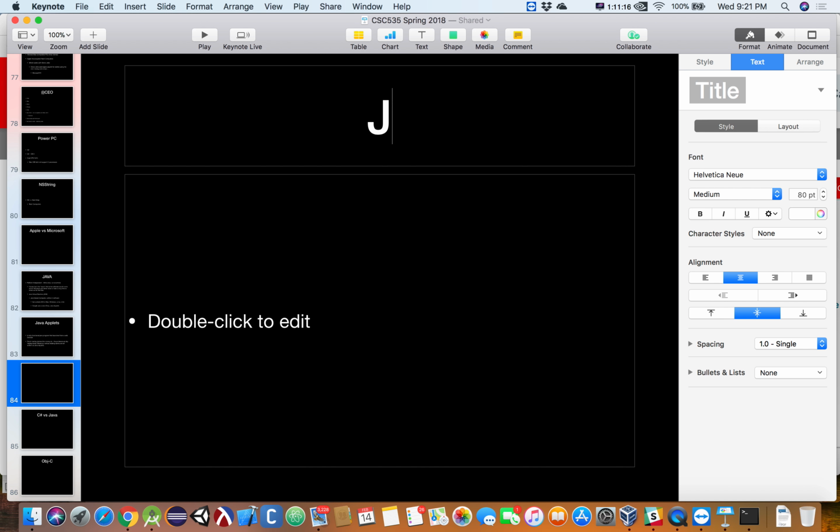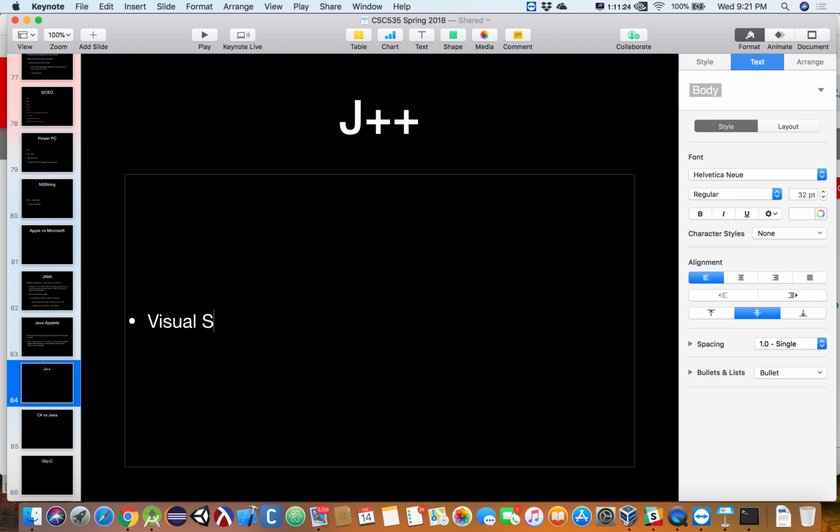How many of you have ever heard of something called J++? How many of you have heard of Visual Studio? What's Visual Studio? It's Microsoft's programming tool. So if you're going to write software using one of Microsoft's core languages, you use Visual Studio. It's their super editor.